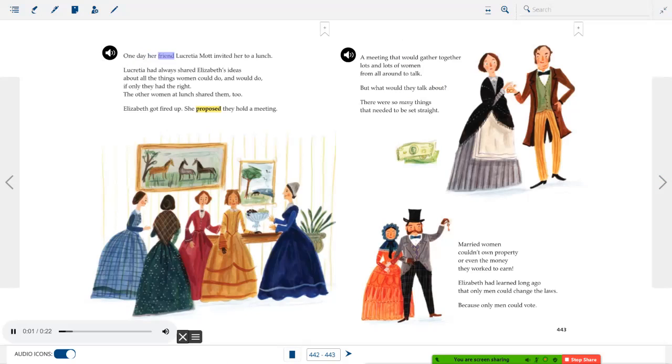One day her friend Lucretia Mott invited her to a lunch. Lucretia had always shared Elizabeth's ideas about all the things women could do, and would do, if only they had the right. The other women at lunch shared them too. Elizabeth got fired up. She proposed they hold a meeting.